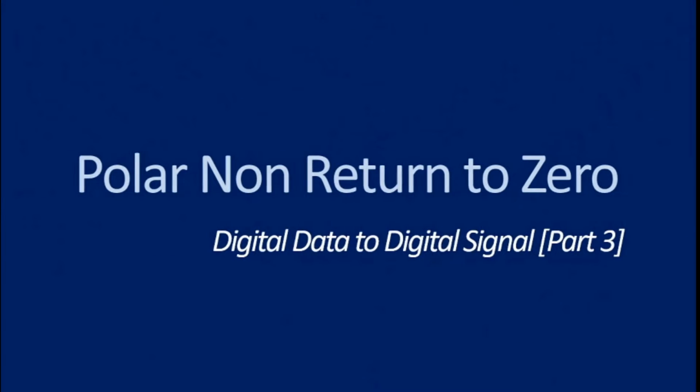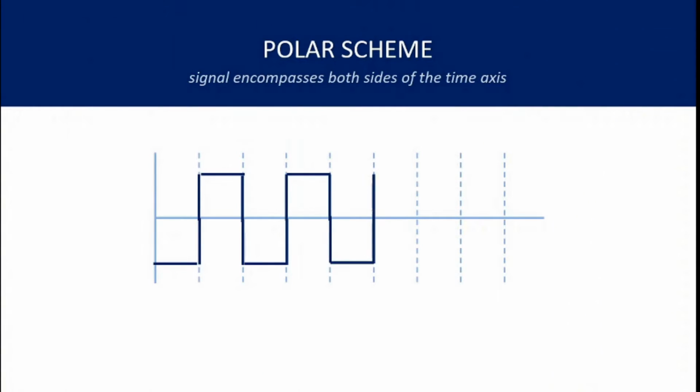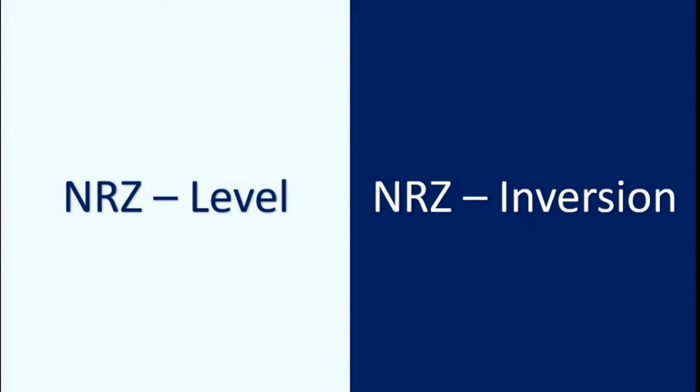In this video, we will cover the polar non-return to zero scheme. Unlike unipolar scheme, signal in polar scheme encompasses both the positive and negative sides of the time axis. NRZ-Level and NRZ-Inversion are the two variations of polar non-return to zero scheme.